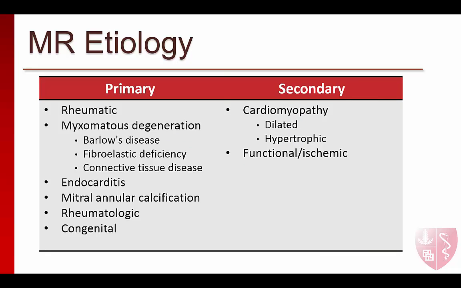Endocarditis can be caused by bacterial, viral, or fungal pathogens. It can destroy leaflet tissue, causing leaflet perforations or valvular incompetence from vegetations, which cause coaptation defects by impairing valve closure. Mitral annular calcification can cause both mitral regurgitation and stenosis by interfering with normal leaflet motion. Rheumatologic causes of MR include lupus, rheumatoid arthritis, and ankylosing spondylitis.